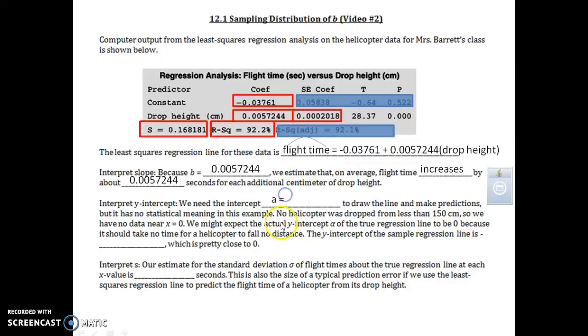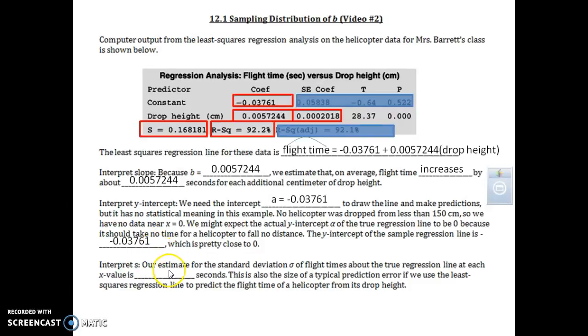We need the y-intercept, which is negative 0.03761, to draw the line and to make predictions. But here it really doesn't have any statistical meaning because you cannot drop a helicopter from a height of 0. So it really doesn't have much meaning. However, it sort of makes sense in the context of this problem because you would expect the time to be close to 0 if the height is 0.